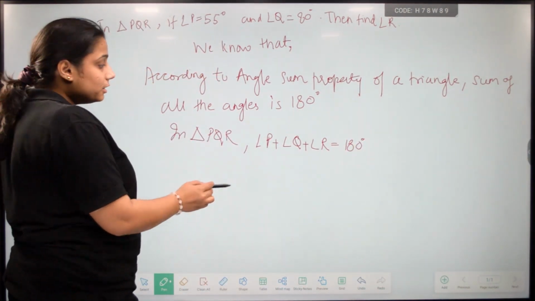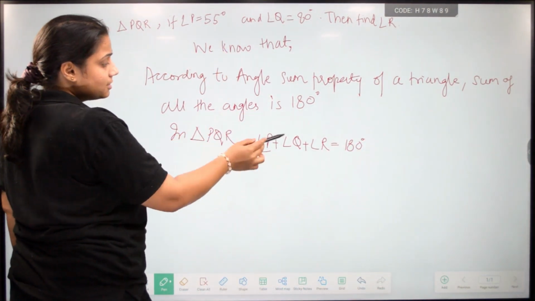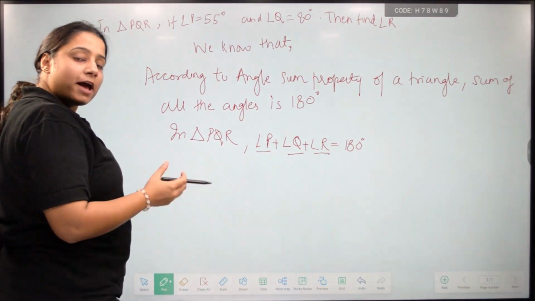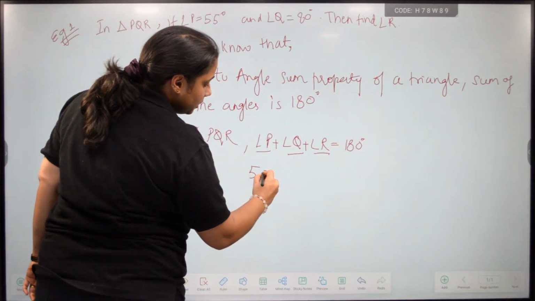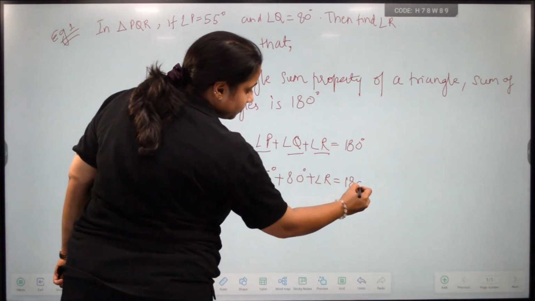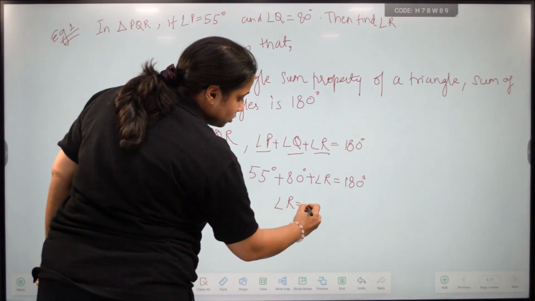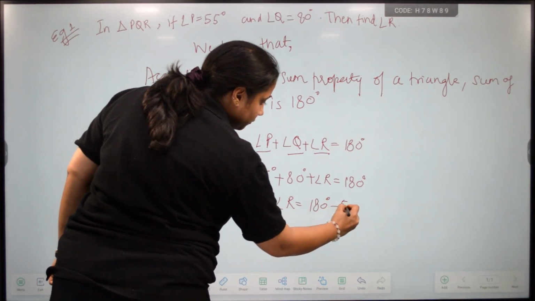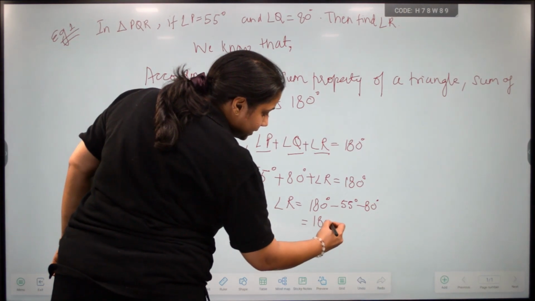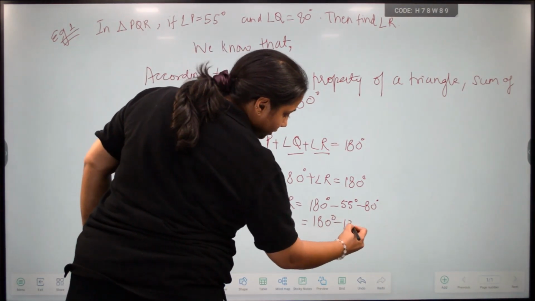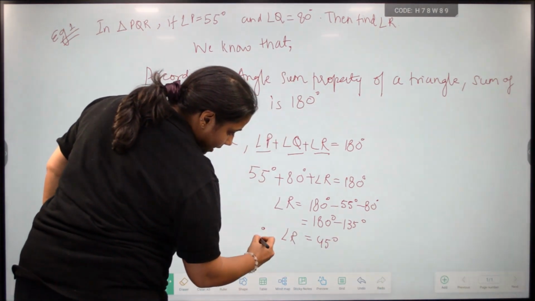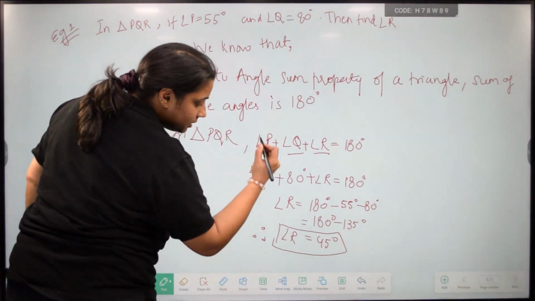Here we are given that angle P equals 55 degrees, angle Q equals 80 degrees, and we need to find the measure of angle R. So angle R equals 180 degrees minus 55 degrees minus 80 degrees, which equals 180 degrees minus 135 degrees, which equals 45 degrees. Therefore, angle R equals 45 degrees.